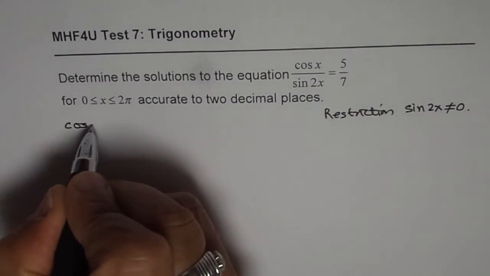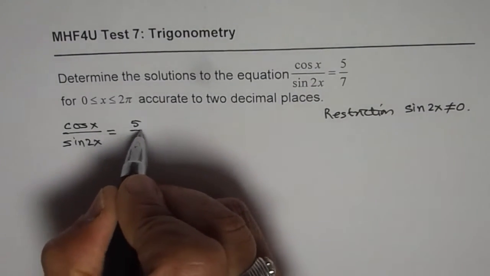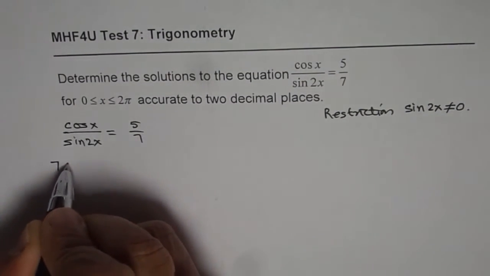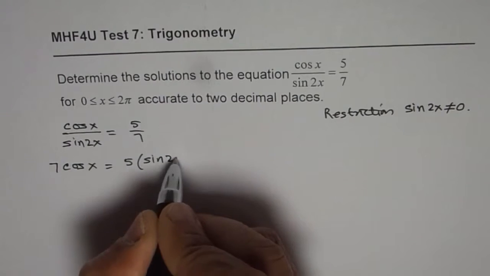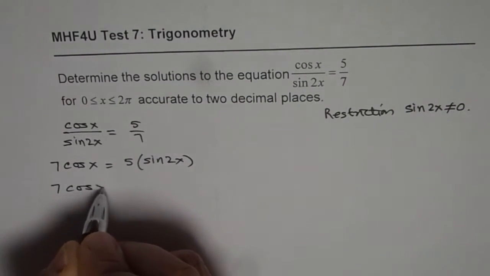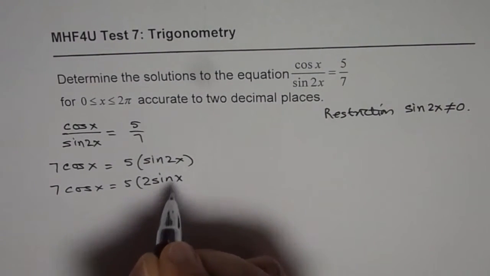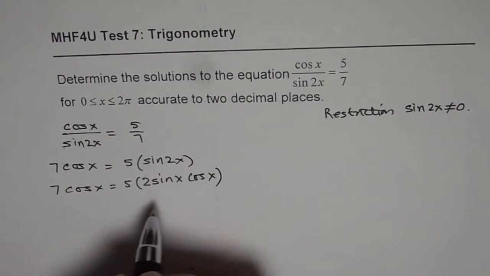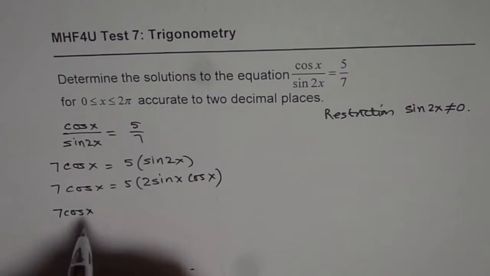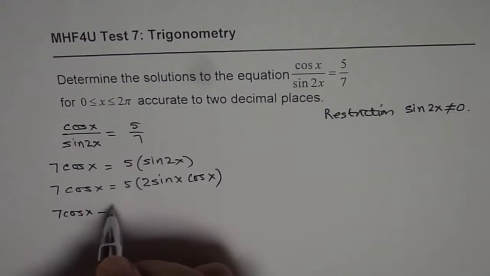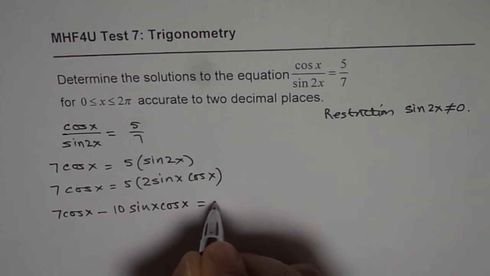So we have cos x over sine 2x equals 5 over 7. We can cross multiply. So 7 times cos x equals 5 times sine 2x. So 7 cos x equals 5 times, let's expand this, 2 sine x cos x. And then we'll bring all the terms together, right? So we have 7 cos x minus 5 times 2 is 10, 10 sine x cos x equals 0.